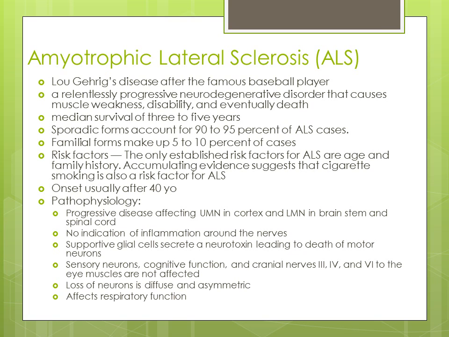So basically there's a progressive upper motor neuron defect in the cortex, but then there's also lower motor neuron effects in the brainstem and the spinal cord. And they have found that there's absolutely no inflammation that's causing the changes. But there are the glial cells, which are kind of supportive cells, do secrete a neurotoxin that leads to death of the motor neurons. The part of this that's extremely devastating is that the sensory neurons, the cognitive function, all of the cranial nerves and eye muscles are unaffected.